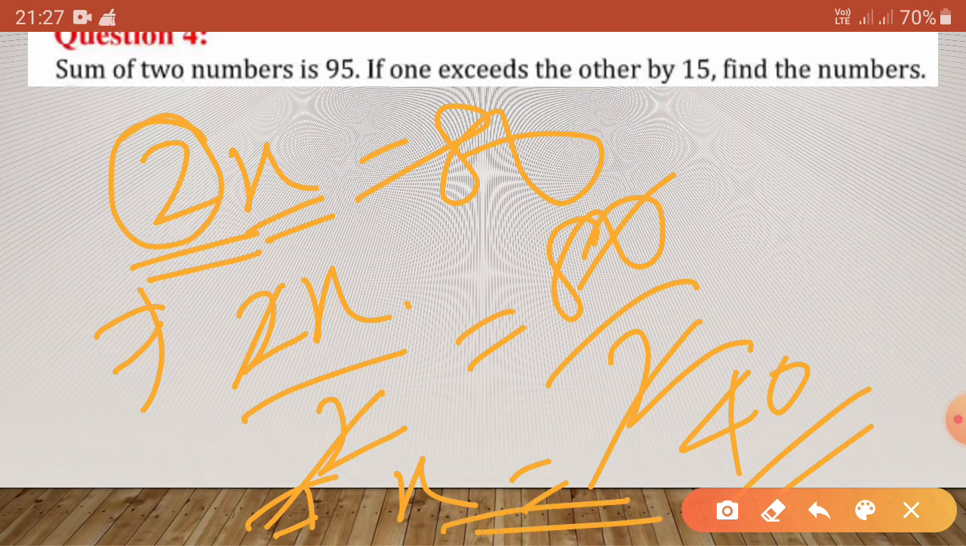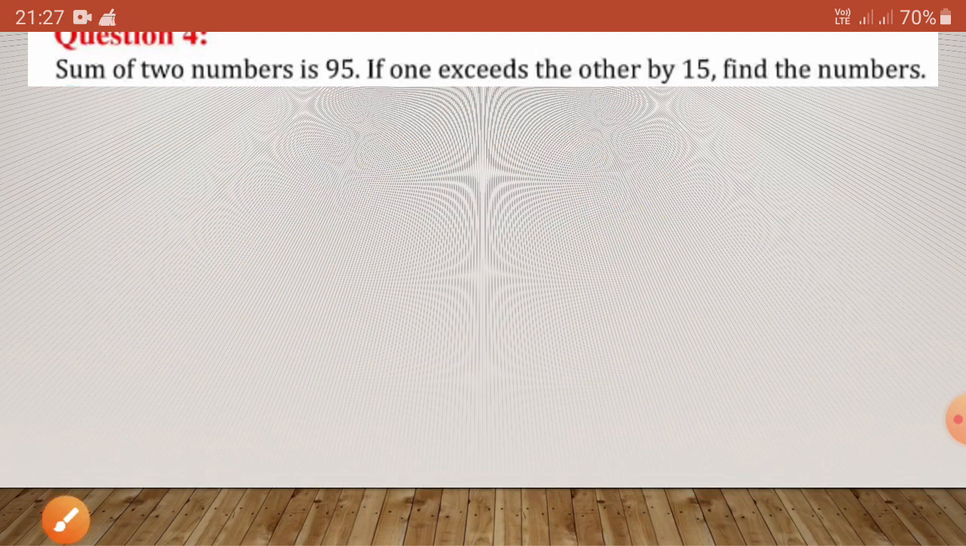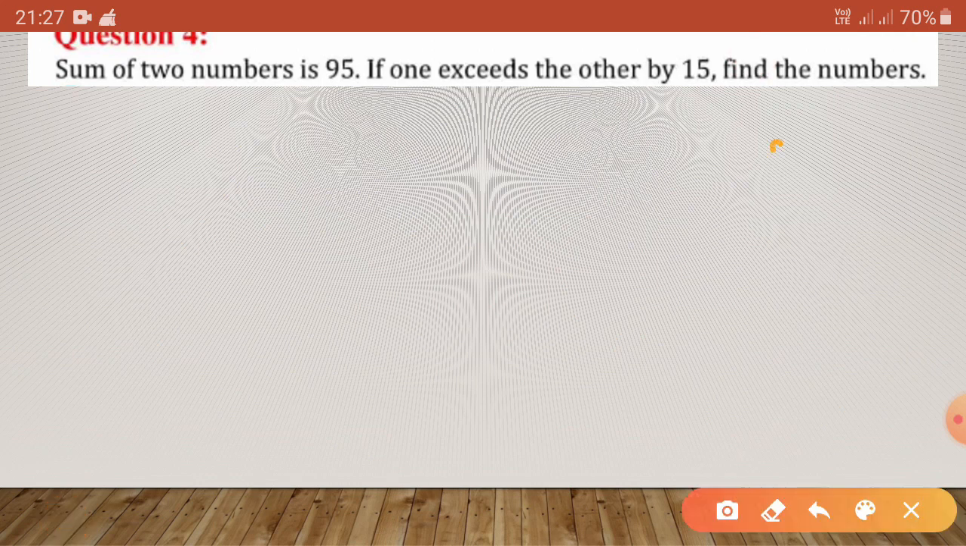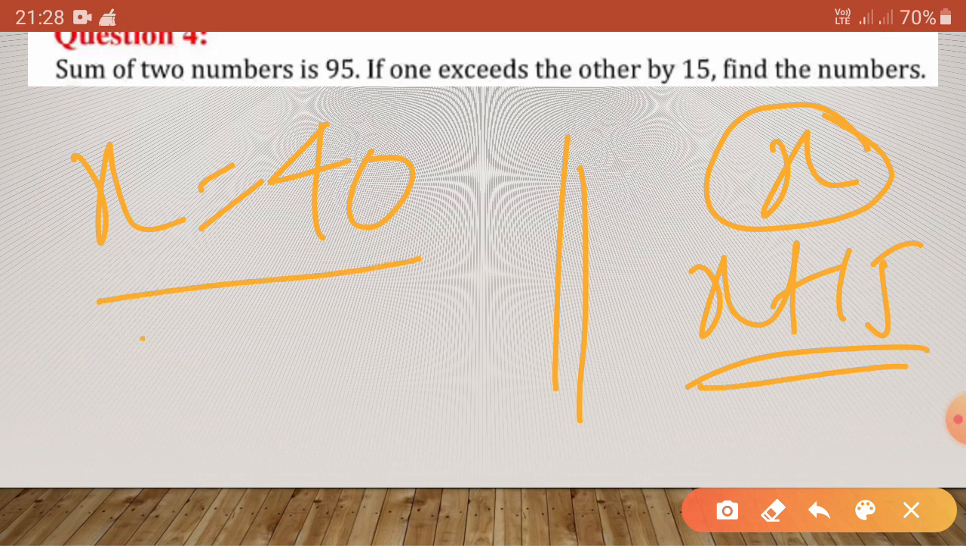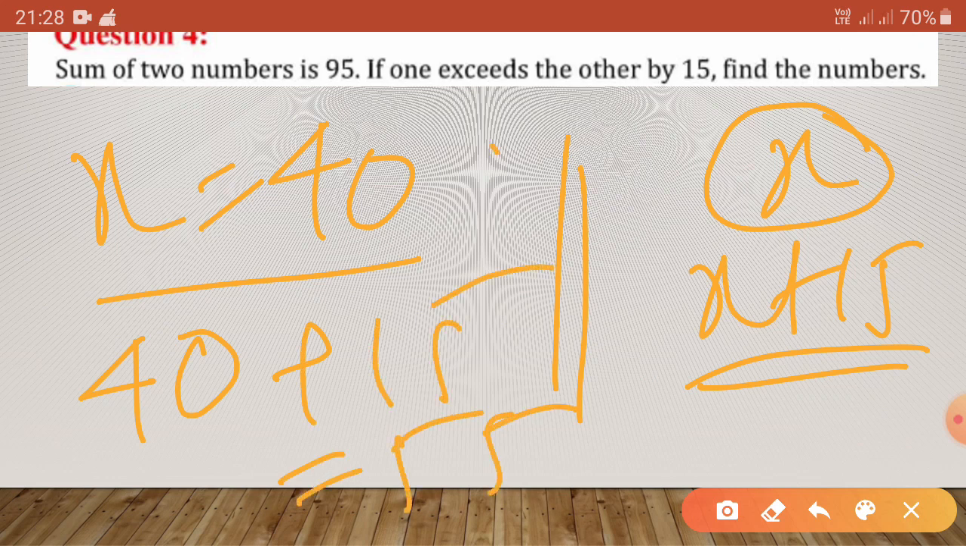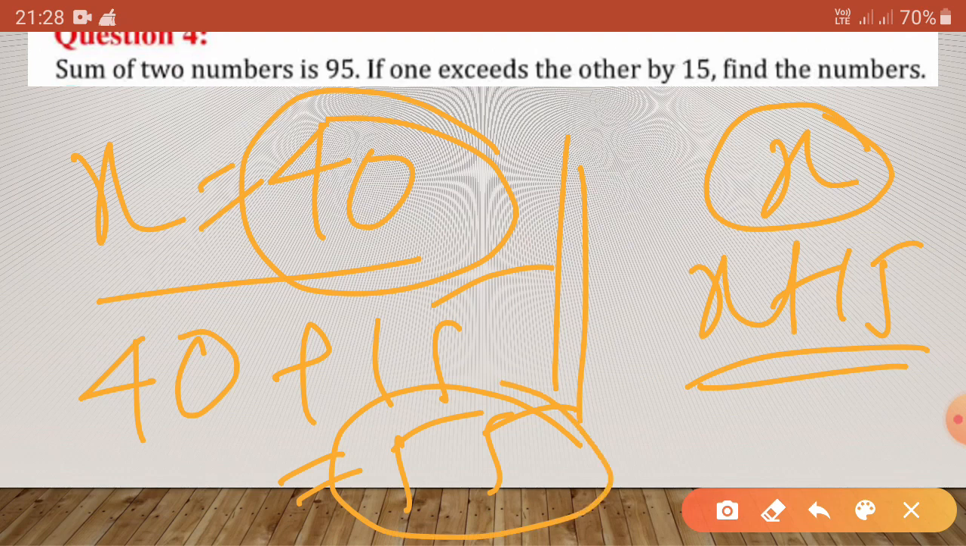Here x is equal to 40 means we have already assumed that one number is x and another number is x plus 15, because the next number exceeds by 15. So one number is 40 as we assumed, and another number will be x plus 15, that is 40 plus 15, that means 55. So one number is 40 and the next number is 55. I think it is clear to you.